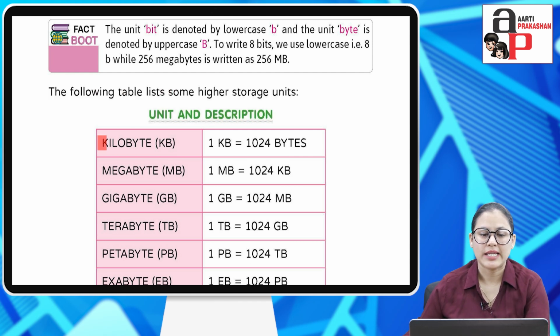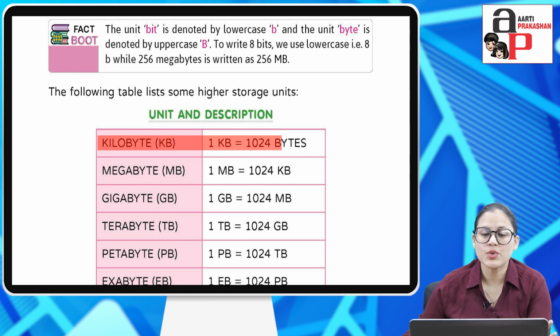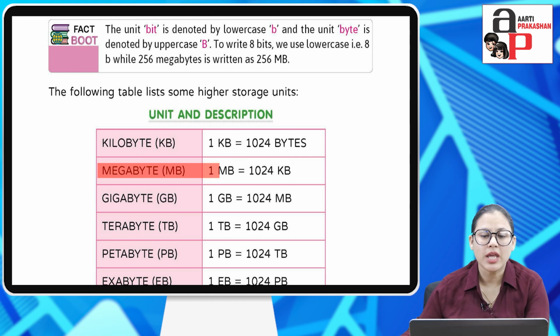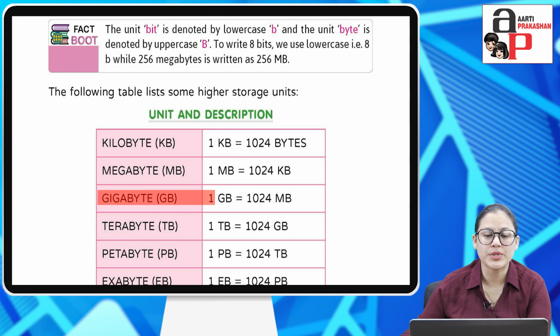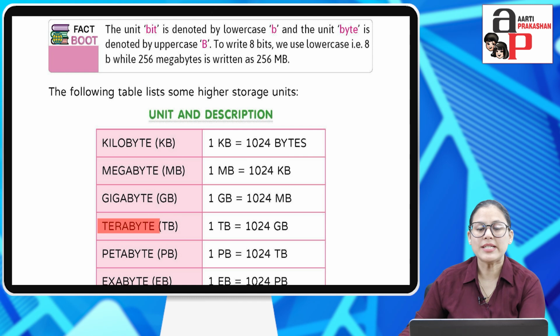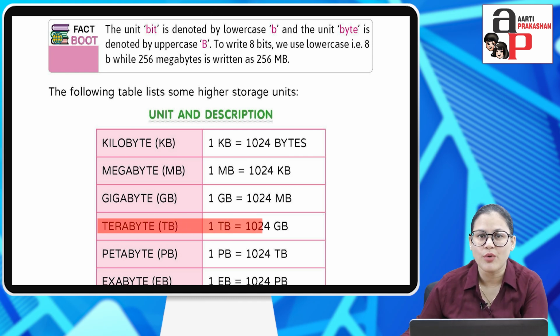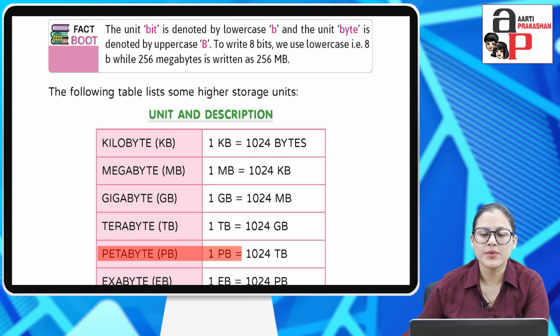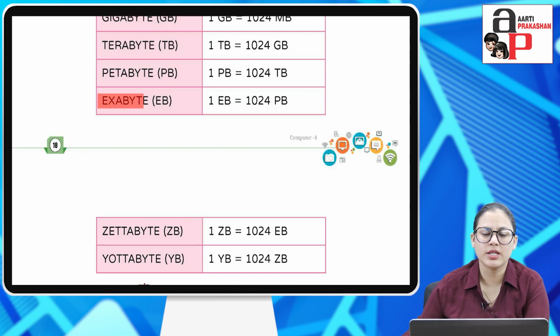So unit and description, kilobyte, that is KB. You can see B is capital here because it is byte. So 1 kilobyte is equal to 1024 bytes. Then megabyte, that is MB. 1 MB is equal to 1024 KB. Gigabyte, 1 gigabyte is equal to 1024 MB. Then terabyte, 1 terabyte is equal to 1024 GB. Petabyte, 1 petabyte is equal to 1024 TB, and exabyte, 1 EB is equal to 1024 PB.